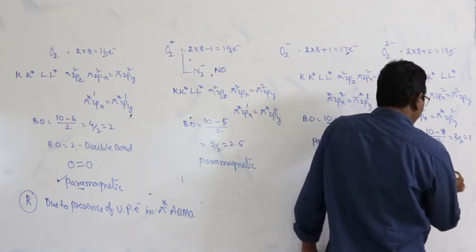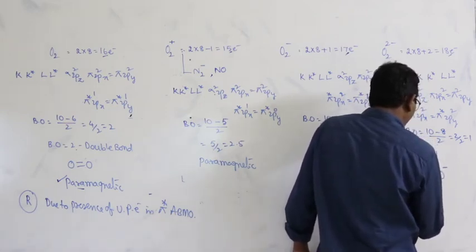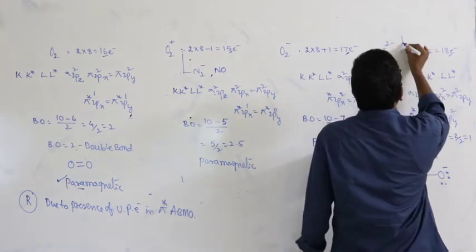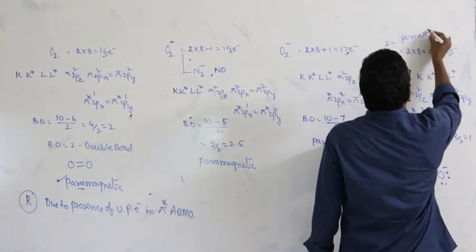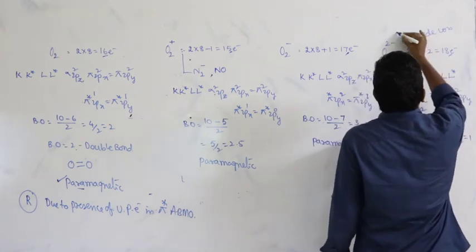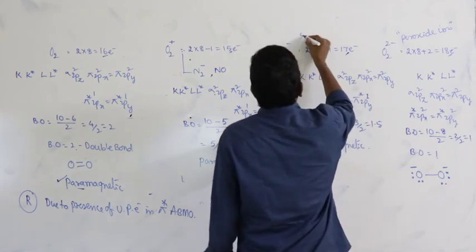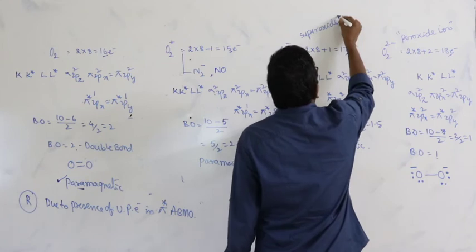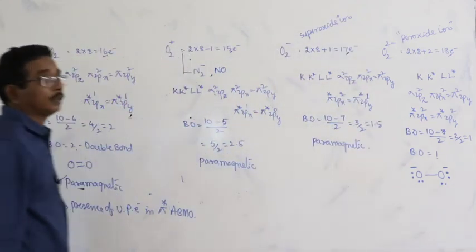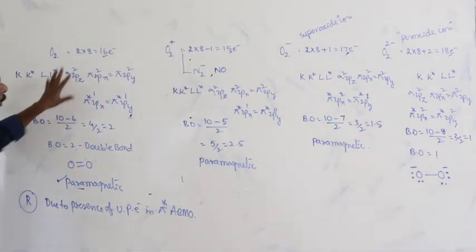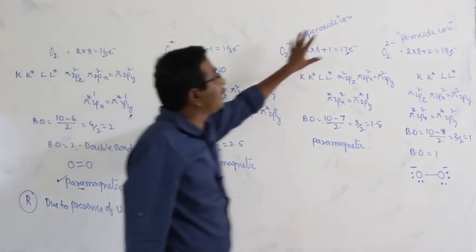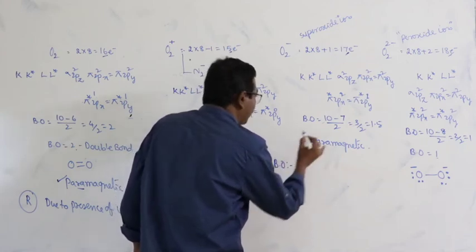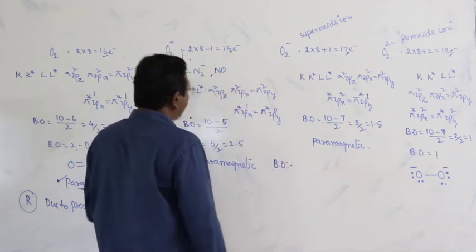Here the two oxygen atoms are bonded through a single bond in the peroxide ion. Peroxide ion. This is the superoxide ion. Superoxide ion. Oxygen molecule, oxygen ion, superoxide ion, peroxide ion. Okay. What about the bond order?